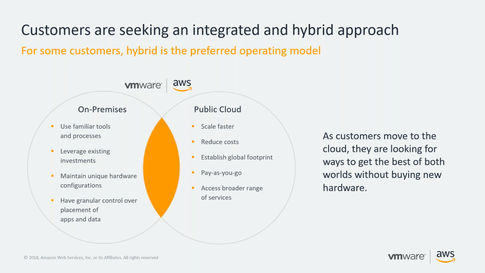So customers are seeking an integrated and hybrid approach. For some customers, hybrid is the preferred operating model. So with this jointly engineered solution between VMware and AWS, on premises, you have the use of familiar tools and processes. You're leveraging existing investments, maintain unique hardware configurations, have granular control over placement of applications and data. And then in the public cloud, you're able to scale faster, reduce costs, establish a global footprint, pay as you go, access broader range of services. As customers move to the cloud, they're looking for ways to get the best of both worlds without having to buy any new hardware.